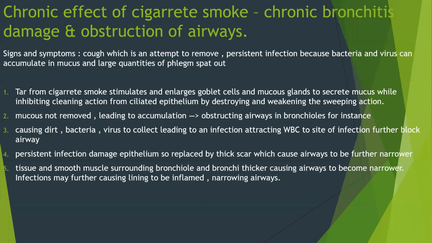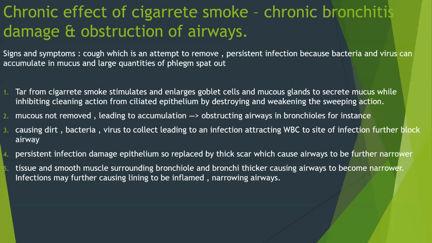So chronic bronchitis is basically the damage and obstruction of the airways. So it starts off because of tar, and tar is present in the cigarette smoke. So what happens is tar stimulates and enlarges goblet cells and mucus glands. So it increases the secretion of mucus, and at the same time it inhibits the cleaning action from ciliated epithelium. So what happens is the ciliated epithelium is either destroyed or the sweeping action itself is weakened. So obviously the mucus will not be removed and it will accumulate in the airways. So the airways will be obstructed.